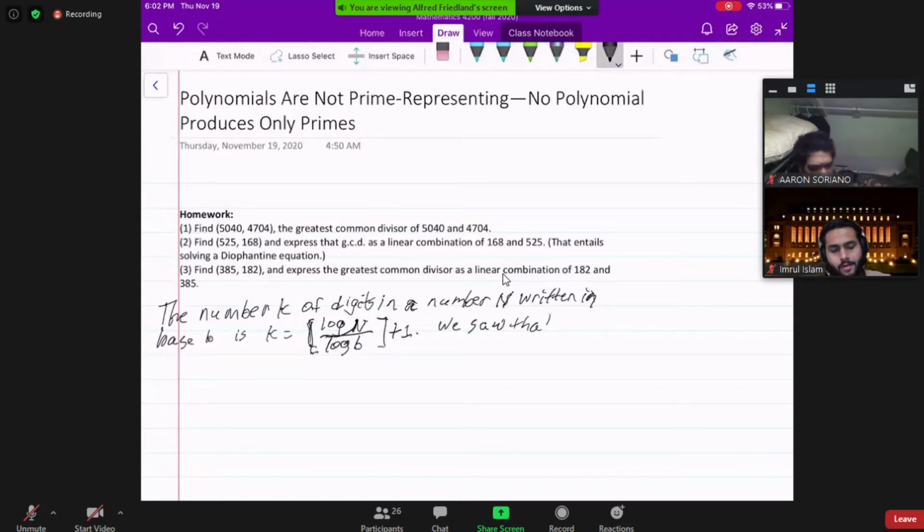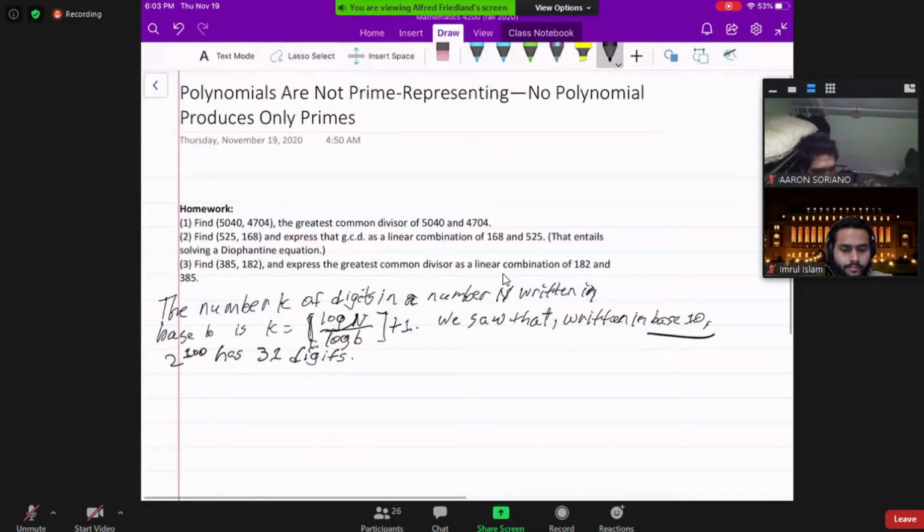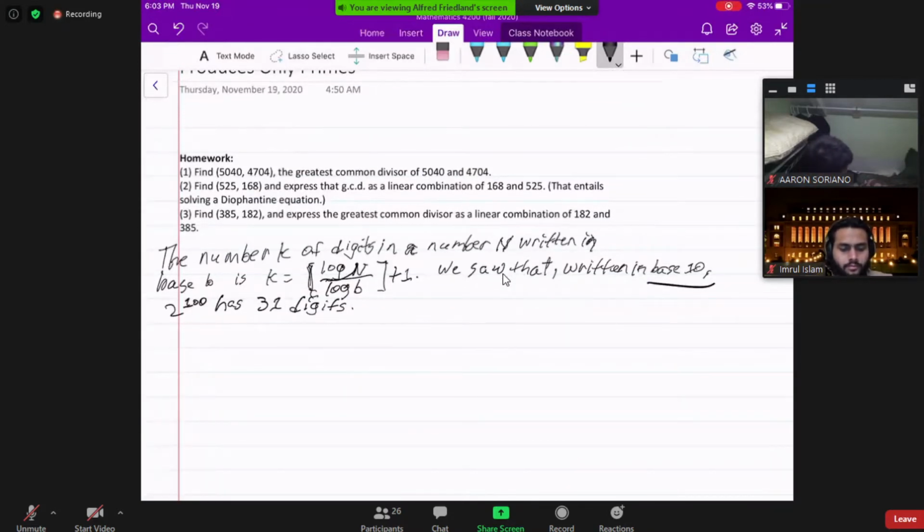We saw that written in base ten, 2 to the 100th power has 31 digits. Again, base 10. Let's look at, I mentioned 2 to the millionth.